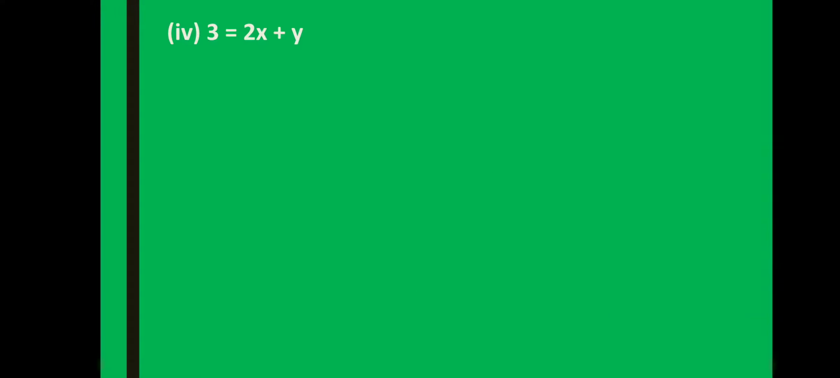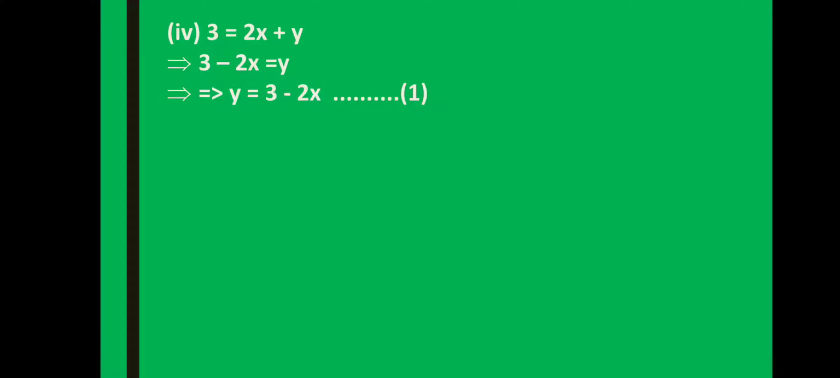Next part is 3 is equal to 2x plus y. This implies 3 minus 2x is equal to y. This implies y is equal to 3 minus 2x. So always we have to find the value of y in terms of x as equation 1.